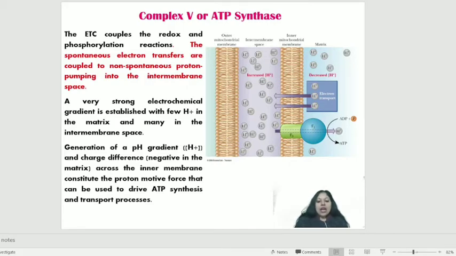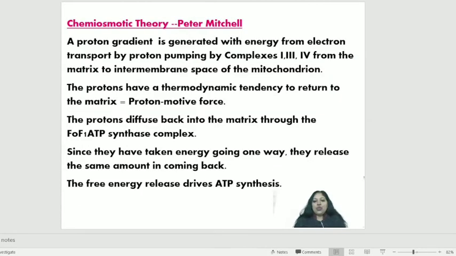What I just want to explain through this slide is the hypothesis of the renowned scientist Peter Mitchell, who was working at Cambridge University, England in the 1960s. It was his hypothesis that the proton gradient is generated with energy from electron transport, by the pumping of protons by complexes 1, 3 and 4. The direction of proton pumping is from the matrix side to the intermembrane side of the mitochondria.